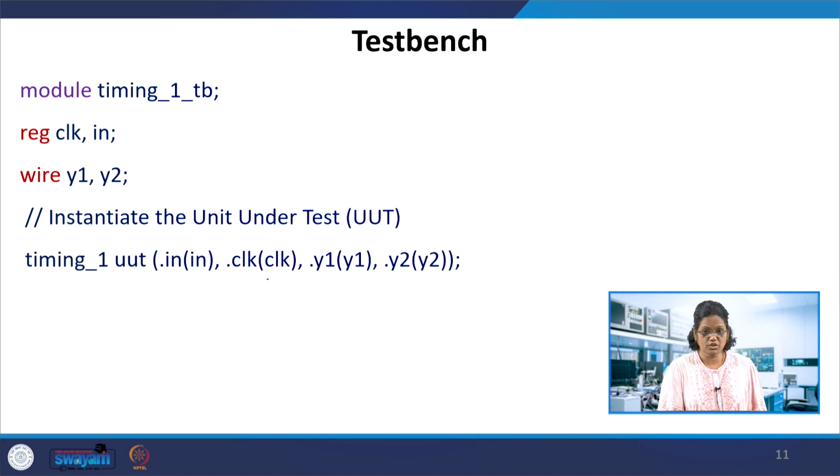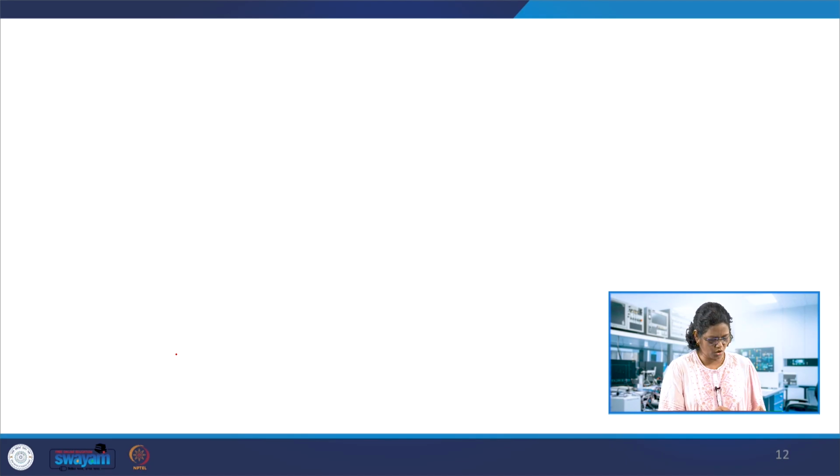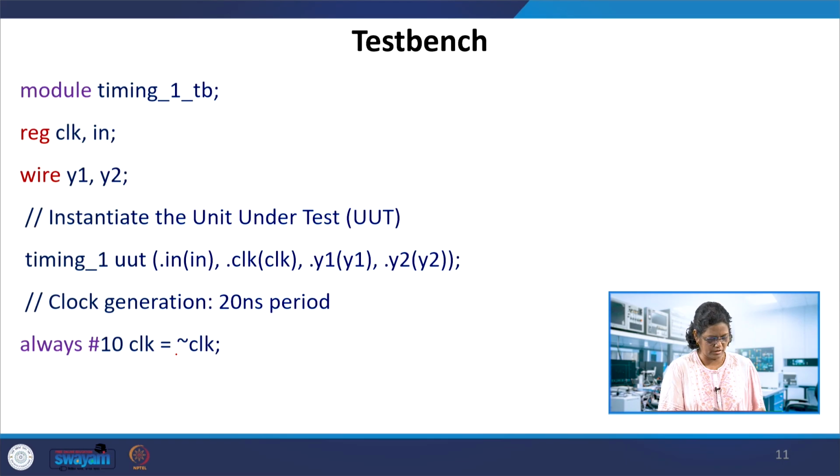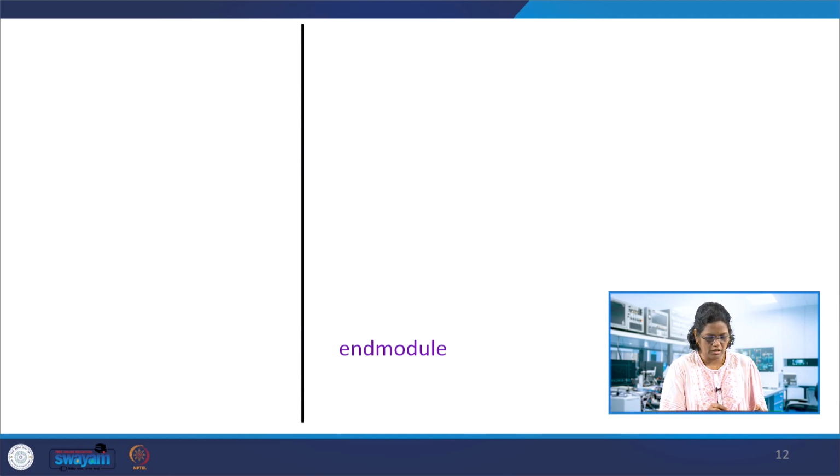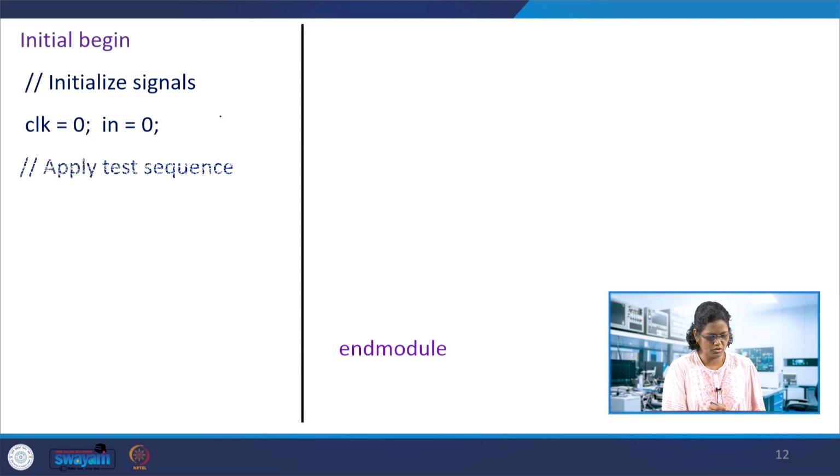Timing 1, instantiate this one. Clock is generated as usual in any test bench, because we use this clock as the passage of the clock for assignment. In this case, you initialize this signal. Next, in the test bench, 1 is assigned to in after 5. After 15, the input is changed to 0.